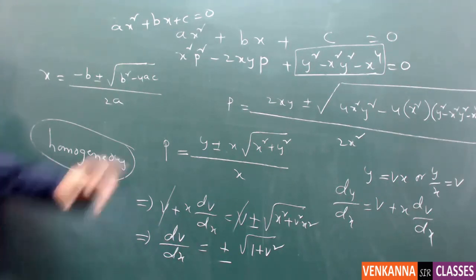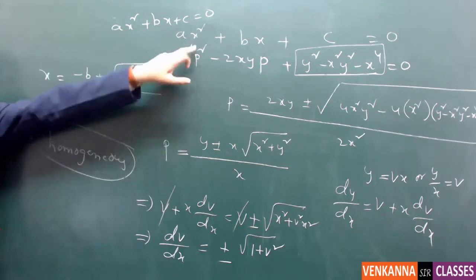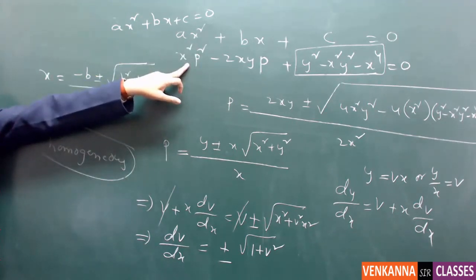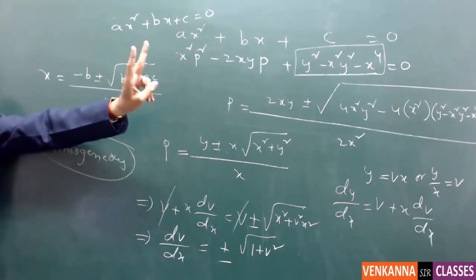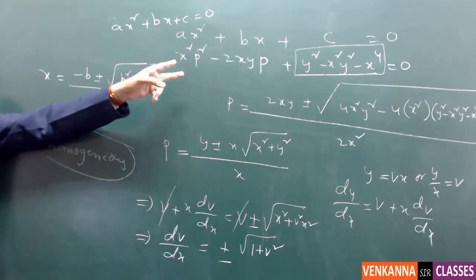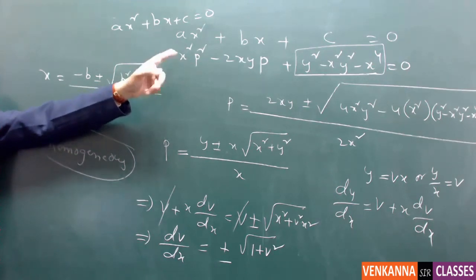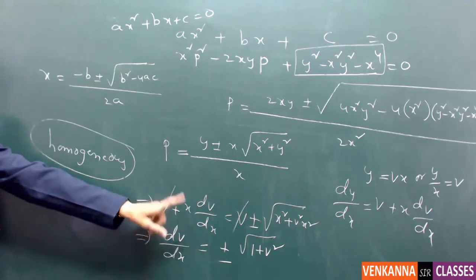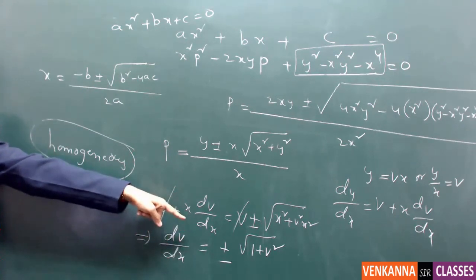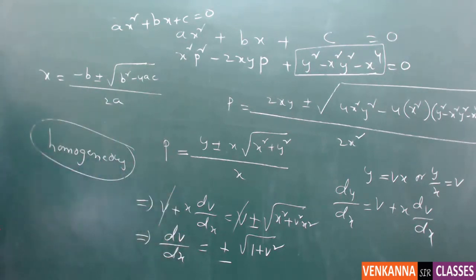Since the given equation has p square, that means p has degree 2, so it must have 2 roots. That means we should get 2 solutions, because it has degree 2. The given equation is a first order, second degree differential equation. So by taking plus here, we will get one solution, and by taking minus here, you will get another solution.